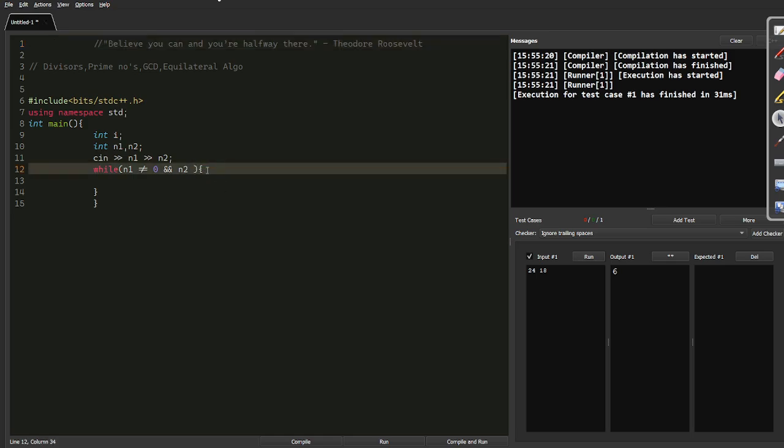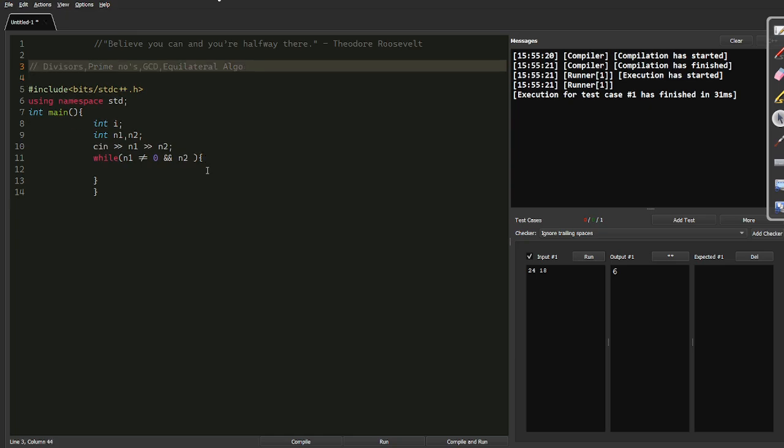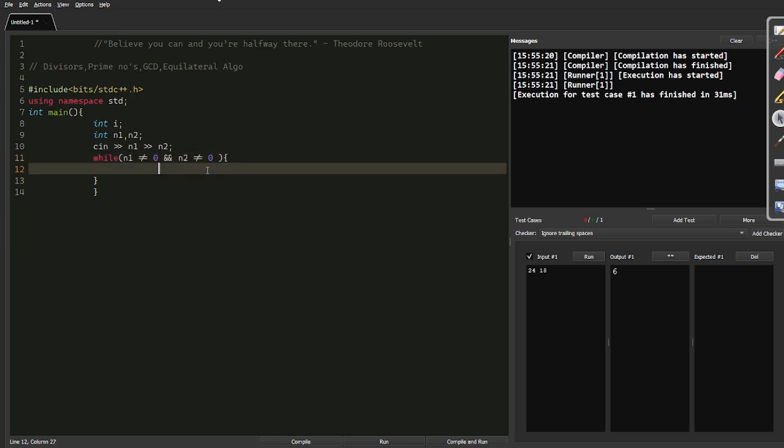Because if they are 0, for instance, if n1 is 0, as I said here, n2 becomes my GCD. And if n2 is 0, n1 becomes the GCD. So I iterated till both of them are not zeros. If n1 is not equal to 0 and n2 is not equal to 0, I iterate. The condition within this loop is always true. That's why you use a while loop again.